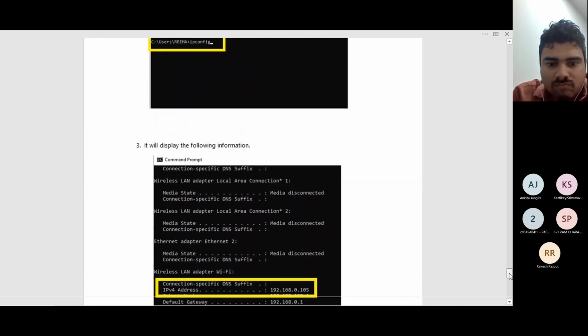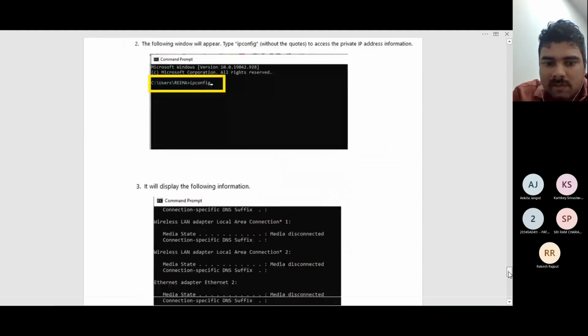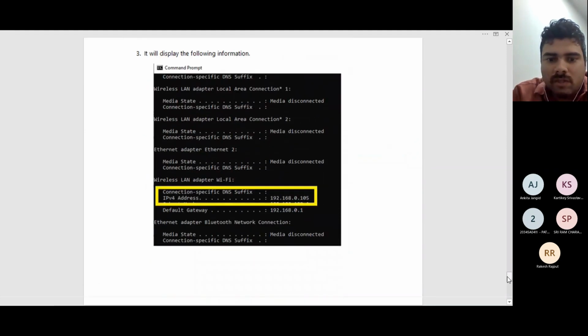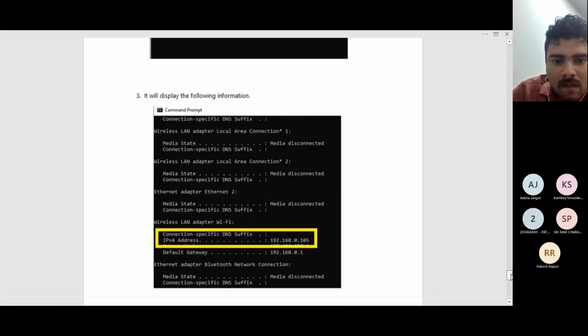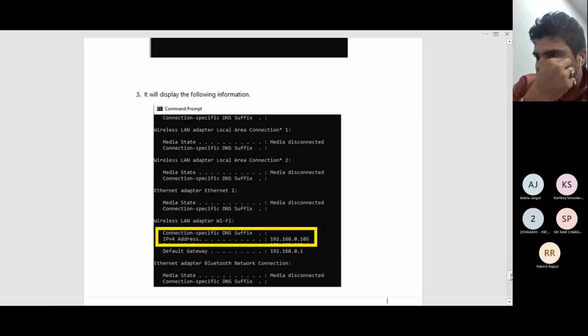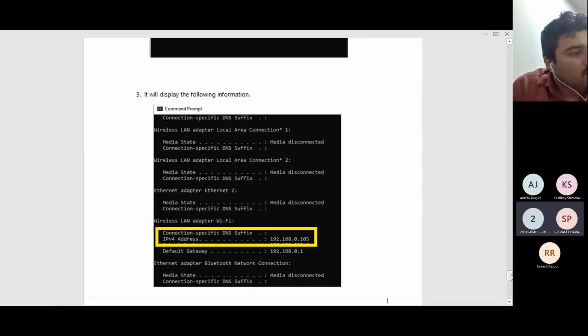So in that way you find your IP address. Any doubts, any issue about this IP addressing? Shriram, Karthikeya, Tagore? No, sir. Okay, got it? Any issue with the MAC address and IP addressing?